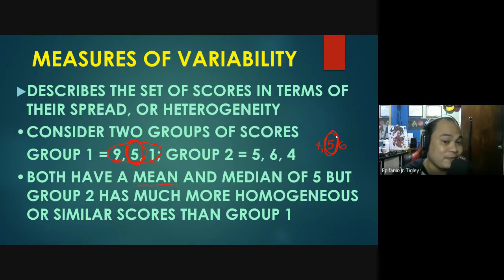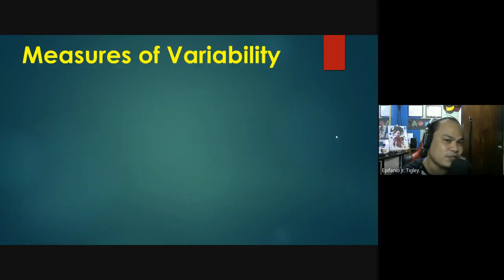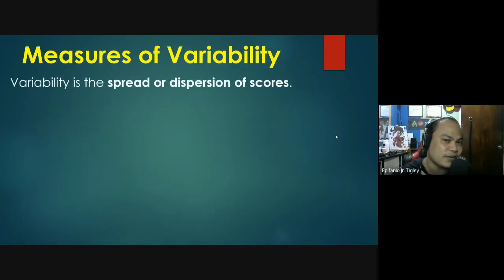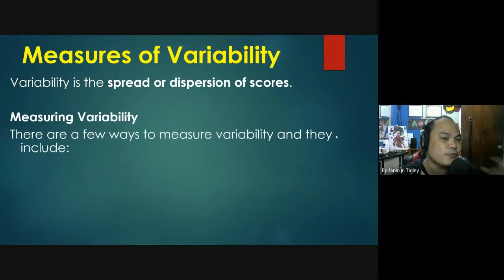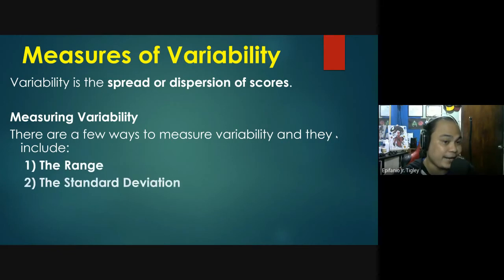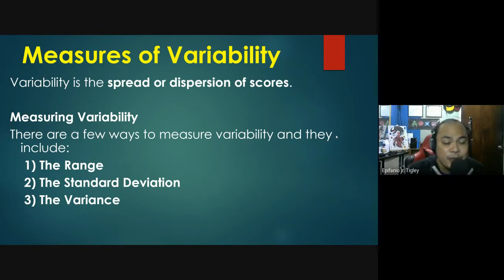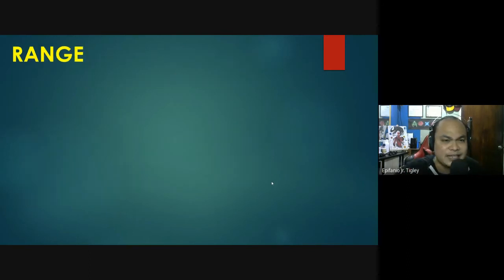Here comes variability now. So measures of variability: the spread or dispersion of scores. There are few ways on how to determine this. Number 1 is the range. Number 2 is the standard deviation. Number 3 is the variance. I will also introduce mean deviation today. Now, let's continue. Let's start with the range.